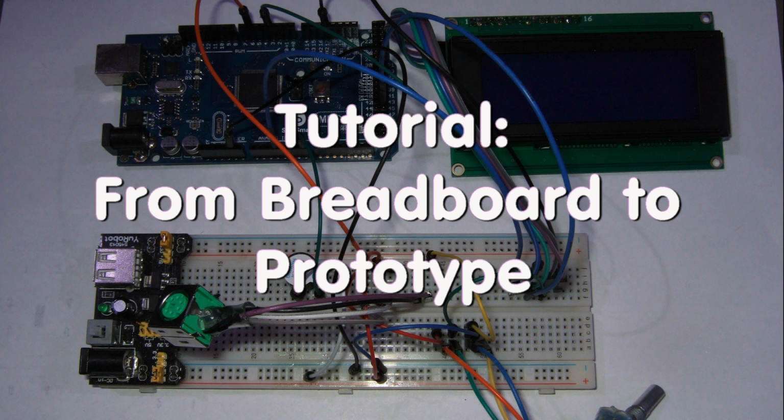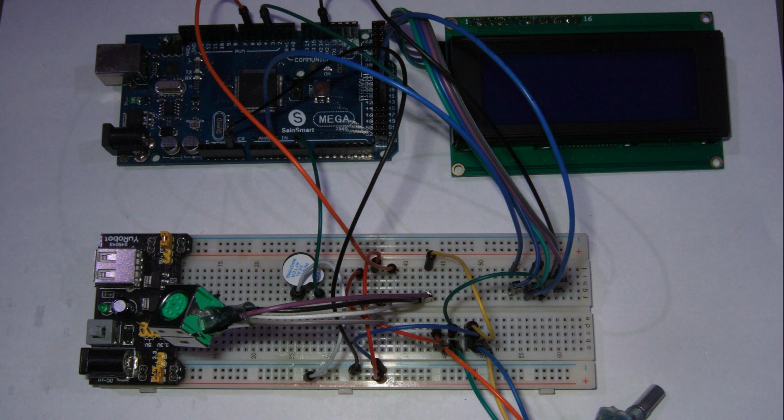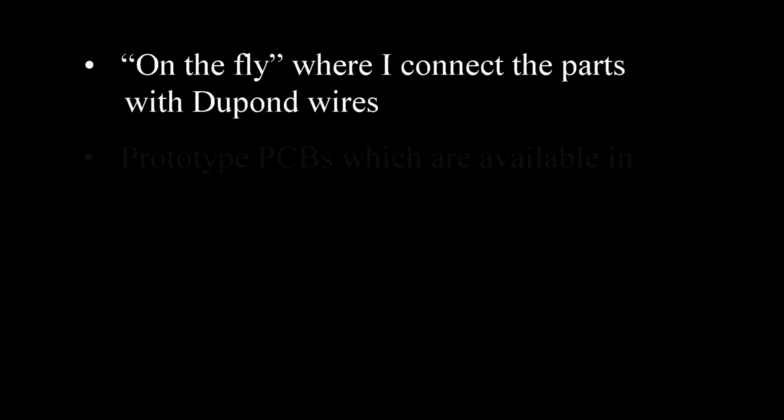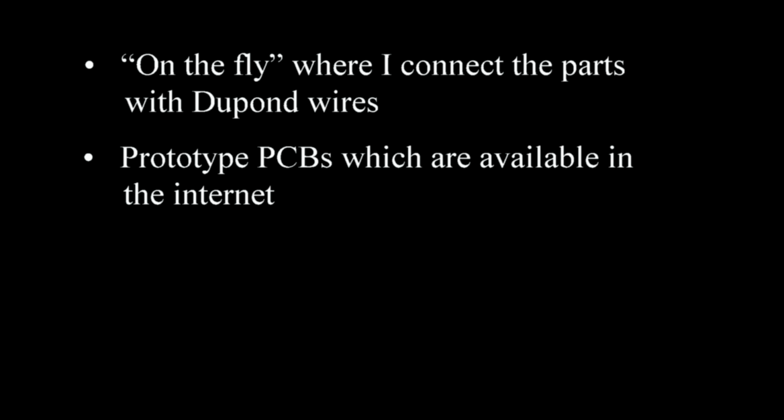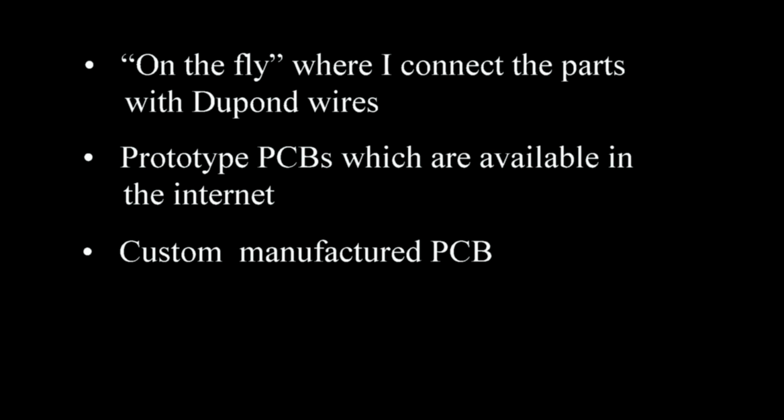Breadboards have a big advantage. They provide multiple connections for one pin and you can put elements directly on the board. I will need a different system for the prototype. Several possibilities exist: on the fly, where I connect the parts with Dupont wires, prototype PCBs, which are available on the internet, and custom manufactured PCBs. In this episode, I will concentrate on the first possibility. The other two possibilities will be covered in later videos.